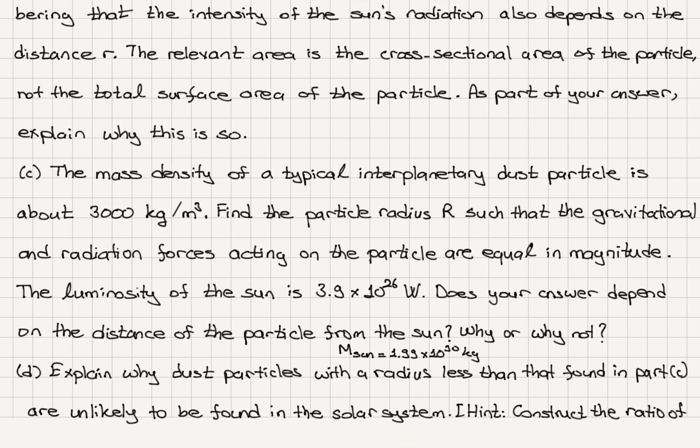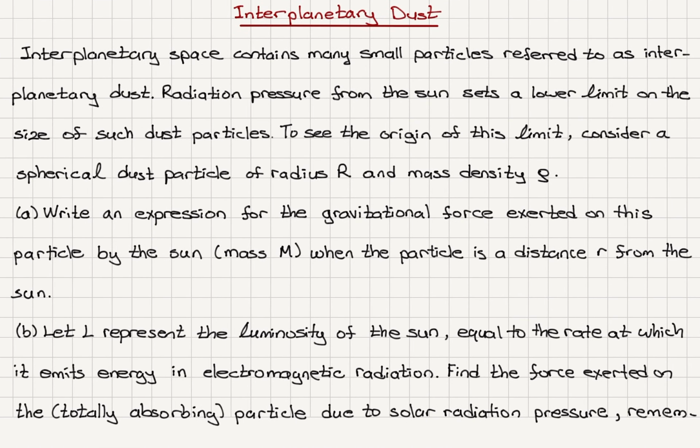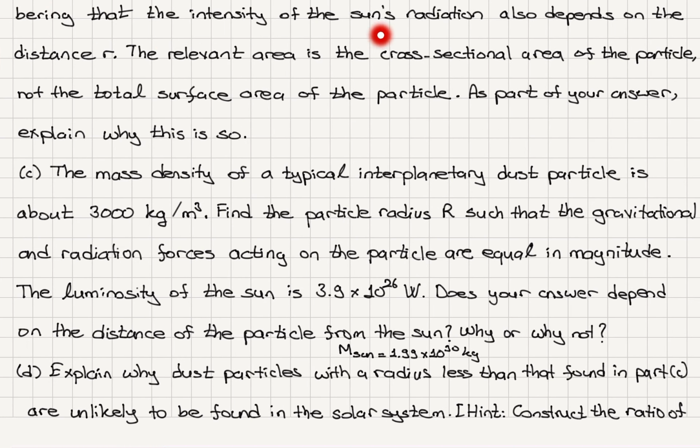Part B. Let L represent the luminosity of the Sun equal to the rate at which it emits energy in electromagnetic radiation. Find the force exerted on the totally absorbing particle due to solar radiation pressure, remembering that the intensity of the Sun's radiation also depends on the distance r. The relevant area is the cross-sectional area of the particle, not the total surface area of the particle. As part of your answer, explain why this is so.